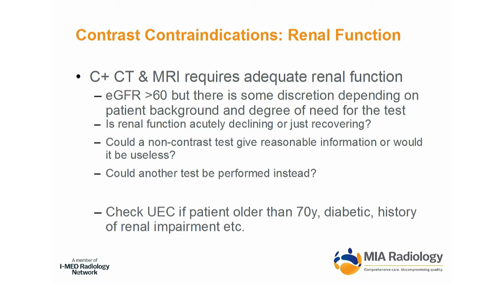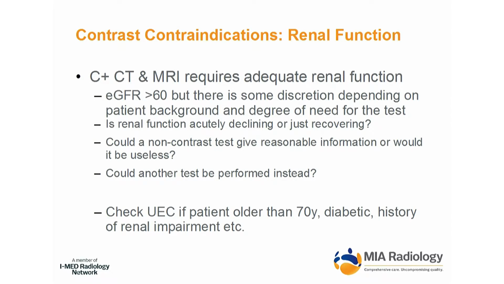Could we do another test? Could we do a non-contrast MRI and get the answer rather than doing a post-contrast CT? So these are all the sorts of things that we can think about in terms of ways of getting around being able to or not able to give contrast to a patient, whether it's CT or MR. So as a general rule of thumb, we suggest that you check the renal function in a patient who's older than 70.